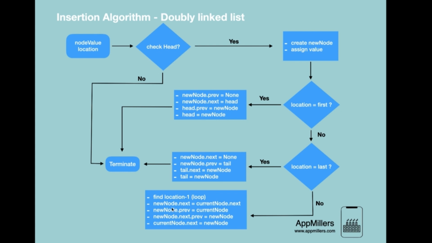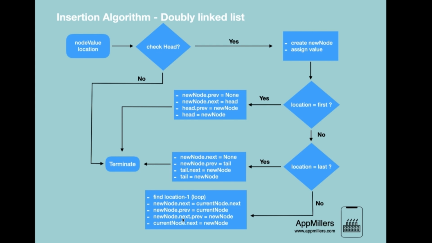Then here we are setting the new node's next reference to the current node's next reference. We know that current node's next reference points to the next node in the double linked list. So with this we are creating a link between new node and next node. Then we need to create a reverse link between new node and current node. So we are setting the new node's previous reference to current node. So with this we are creating a reverse link between new node and current node.